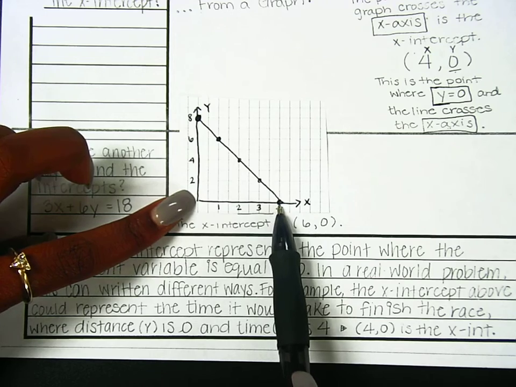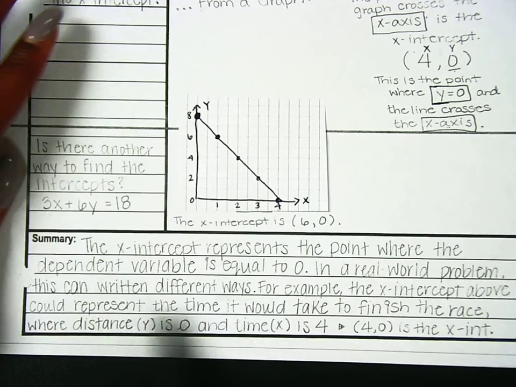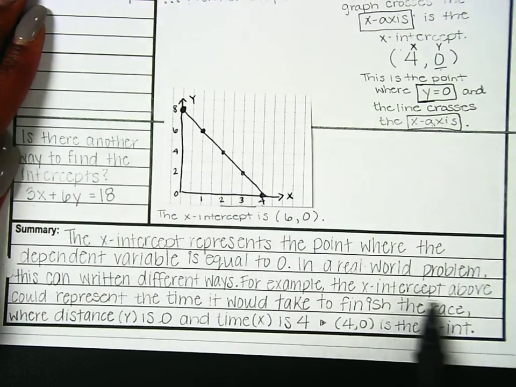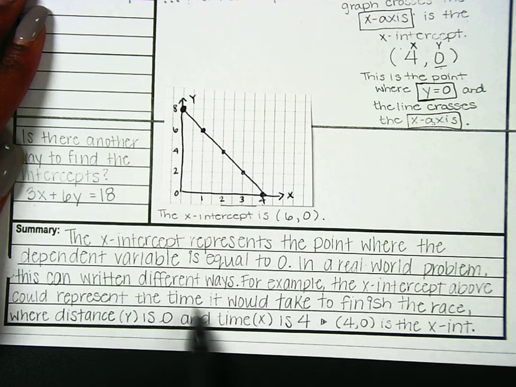After 4 hours. So, in the example above, the x-intercept could represent the time it would take to finish the race, where distance, y, is equal to 0, and time, x, is equal to 4. So our x-intercept is at 4, 0.